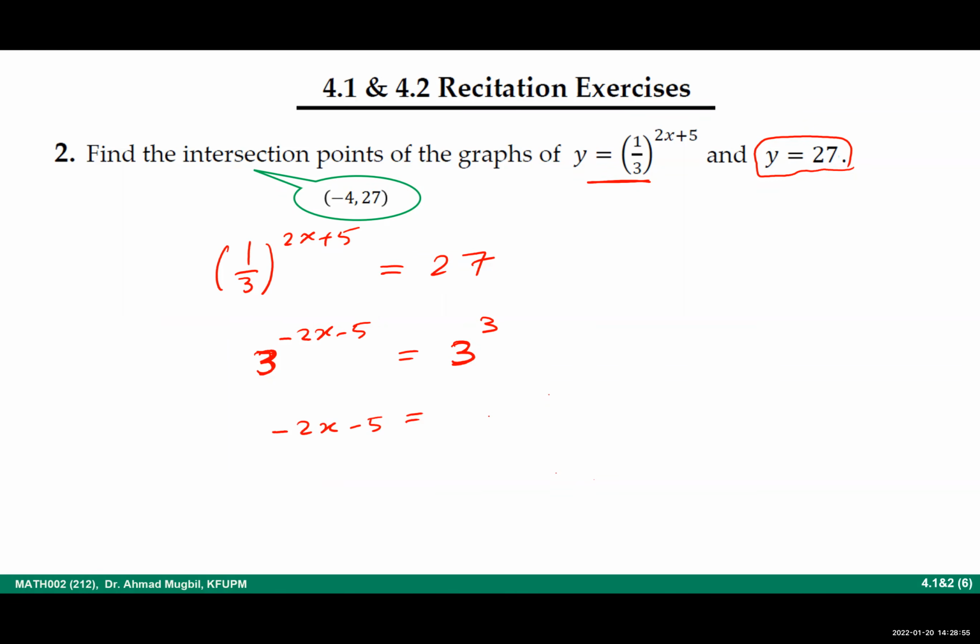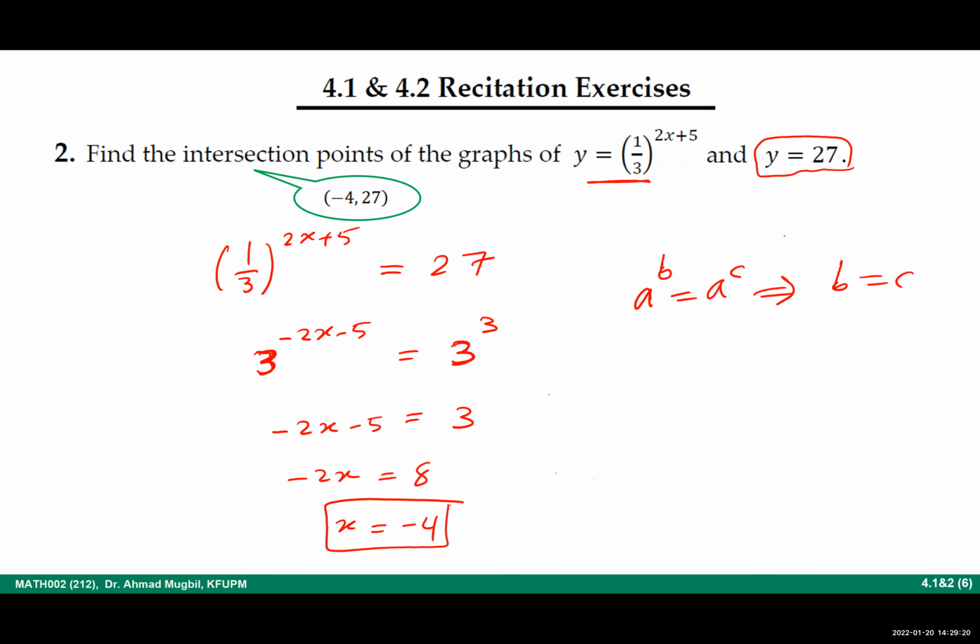In fact, we will see that in 4.5, we will take log base 3 for both sides, the logarithm for both sides. But it is easier than that. Look how it is now. We just use the fact that if you have a to the power b equals a to the power c, this implies that b equals c. Now, this is negative x equals what? 8, x equals -4.